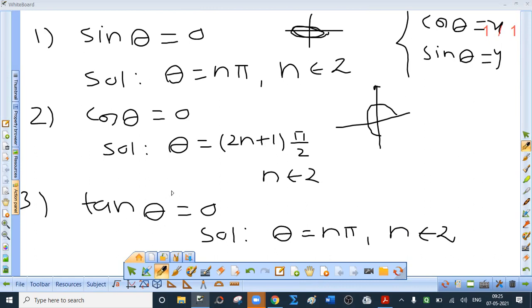Next part, in the next theorem, we will be discussing sin theta equal to, say, sin alpha. See, sin theta need not be 0. Sin theta can be minus half also. So in that case, we are interested in finding the general solution. So we will consider the cases sin theta equal to sin alpha, cos theta equal to cos alpha, tan theta equal to tan alpha.